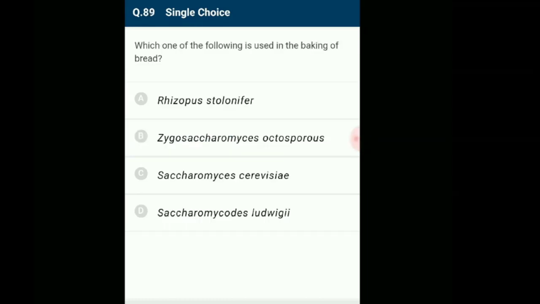Question number 89. Which one of the following is used in the baking of bread? The enzyme is obtained from Saccharomyces cerevisiae, and it is used in bread baking. It is also called baker's yeast. So the answer is option C, Saccharomyces cerevisiae.